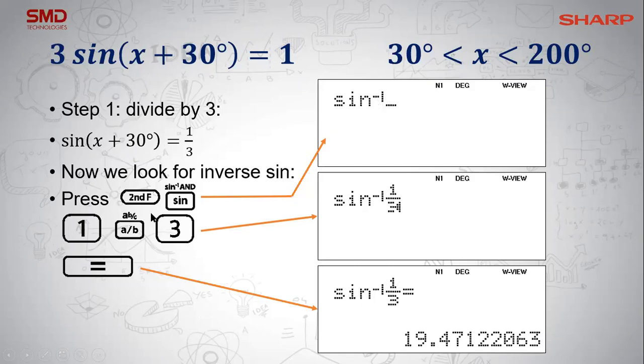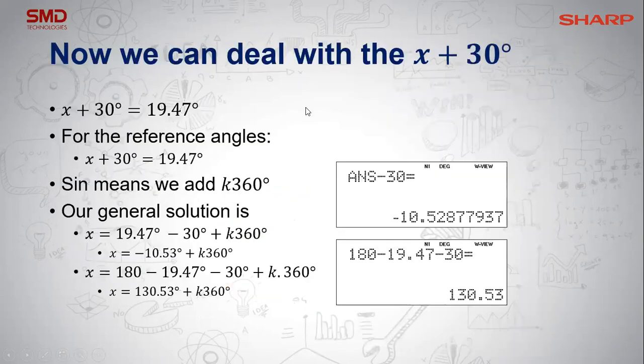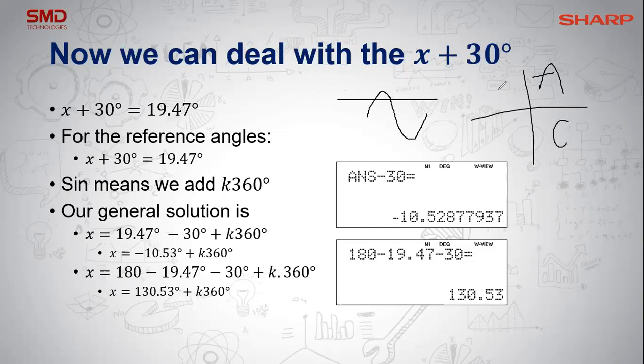What we are doing is you just press second function sine to get to that, type in your trig ratio, and you get an angle, which is 19.47 degrees. We call this your reference angle. In other words, we have x plus 30 is equal to 19.47. Now, with sine, as I was saying earlier, remember how your graph looks. It goes like this, right? If I'm looking for a specific part, if I put my ruler through, you can see there are 2 points. And if we think about the CAST diagram, sine is positive in the first 2 quadrants.